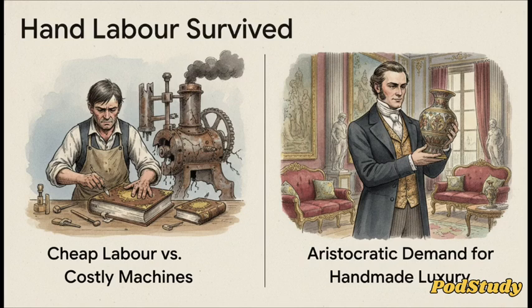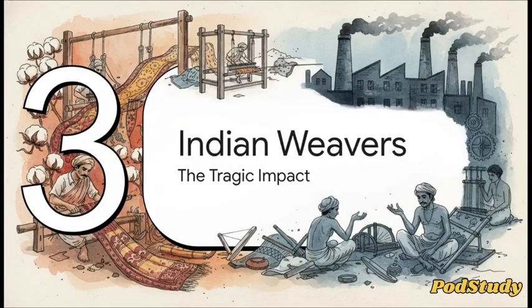And let's not forget the rich aristocrats. Standard machine-made goods unhe nahi chahiye the. Unhe wo intricate, handmade luxury items hi pasand the. In fact, mid-19th century tak, less than 20% of Britain's workforce was actually in factories. Now let's shift focus to Section 3, impacts on Indian weavers.